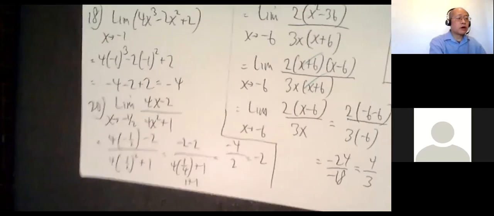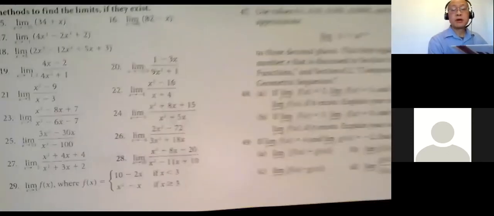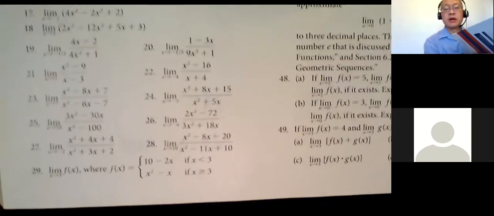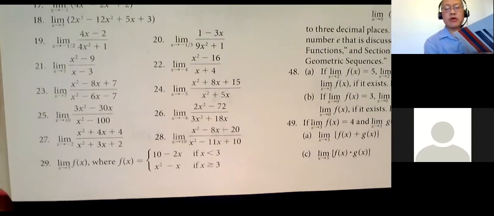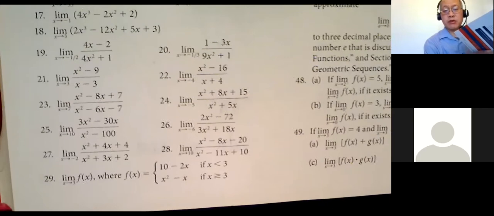Okay, so now for the harder ones where you cannot just plug in. Okay, so starting with 22, I believe, is like that. Look at 22. X approaches -4. I can't plug in -4 to the bottom. You're dividing by 0. Same thing with 24. Same thing with 26. Okay, let's take a look at why.